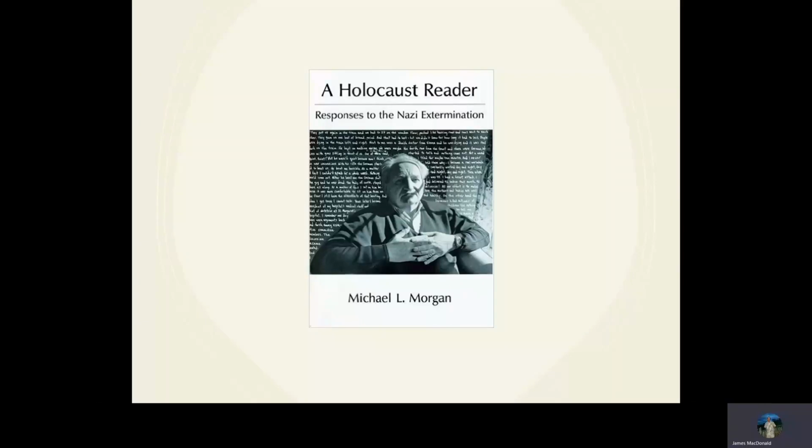Another example of a theme and a primary source. This is called the Holocaust Reader, Responses to the Nazi Extermination. Michael Morgan is the editor. He would have found either survivors of the Holocaust or those who did not survive, but we have letters and diaries and such from that experience collected in this one edition. It's like the American Revolution. You've got one theme, and then you've got, of course, different individuals, men, women, children, who have all contributed to this book.